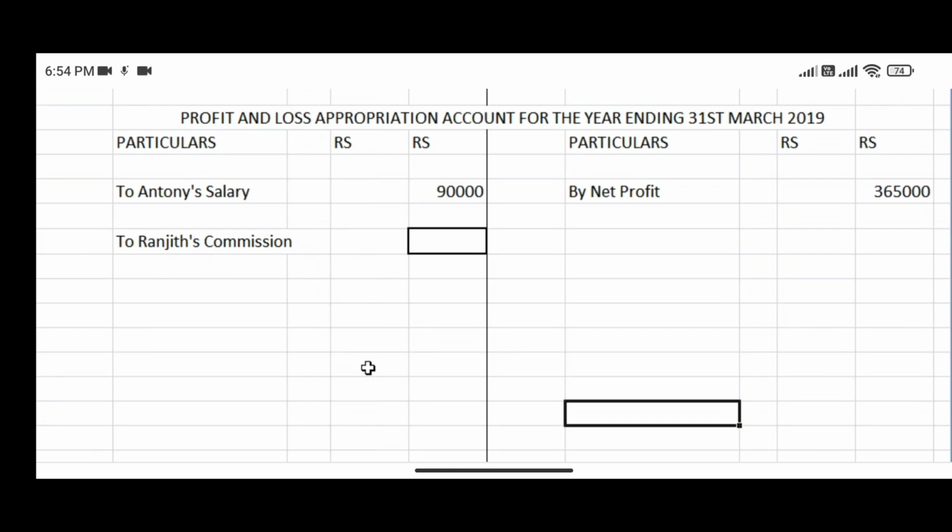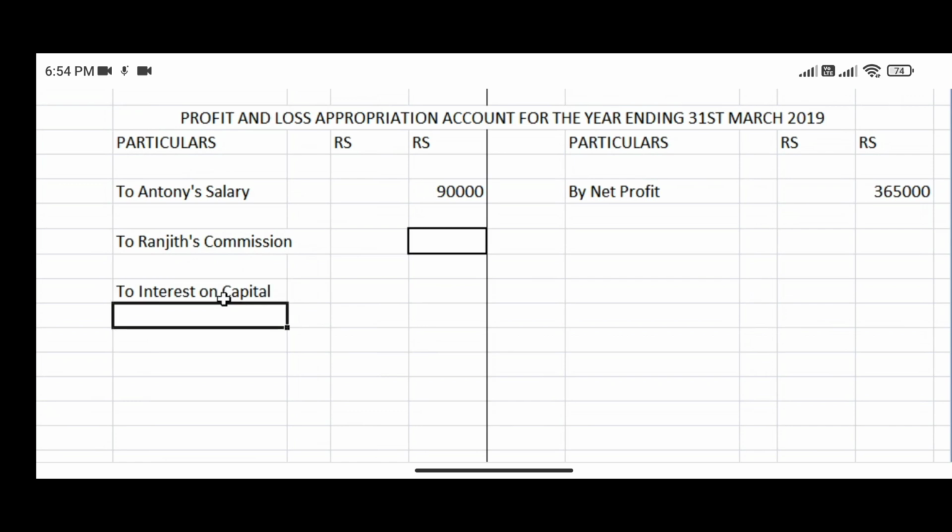Next we have is interest on capital. Interest on capital also will come on the debit side. So to interest on capital. So we are going to prepare the interest on capital for each partner. So let's start with Anthony. So while doing Anthony, we can do the calculation below it, or we can do the calculation separately after the profit and loss appropriation account also as a working note.